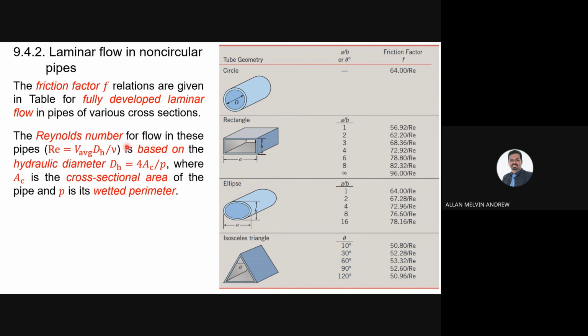The Reynolds number for flow in these pipes, Re equals V average D_H over nu, is based on the hydraulic diameter. D_H equals 4 A_c over P, where A_c is the cross-sectional area of the pipe and P is the wetted perimeter. This formula we already discussed in the previous slide.